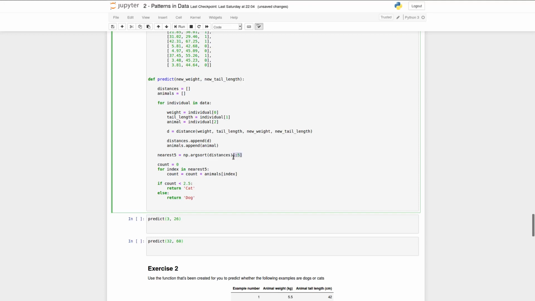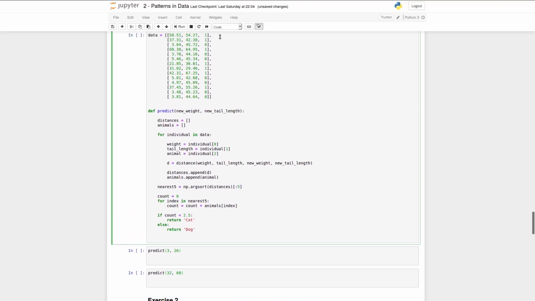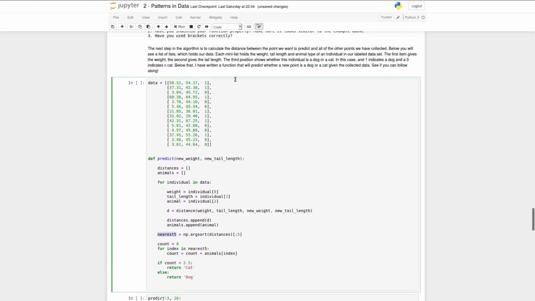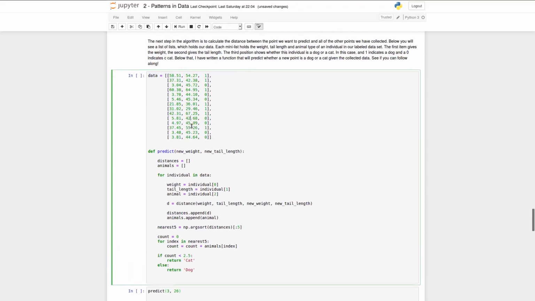And we're taking the 5 smallest ones because we're going to have all of these distances, and we're going to just take the 5 smallest ones. So that's going to tell us basically which are the shortest or the closest ones to this new point out of all of these in the list.